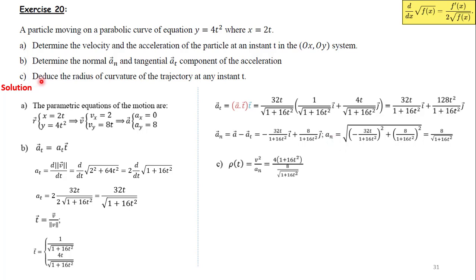Part C, deduce the radius of curvature of the trajectory at any instant t. So once we have an, we can easily find rho, because an is equal to v squared over rho. So rho will be equal to v squared over an. We have v, and we can get the expression of the radius of curvature.